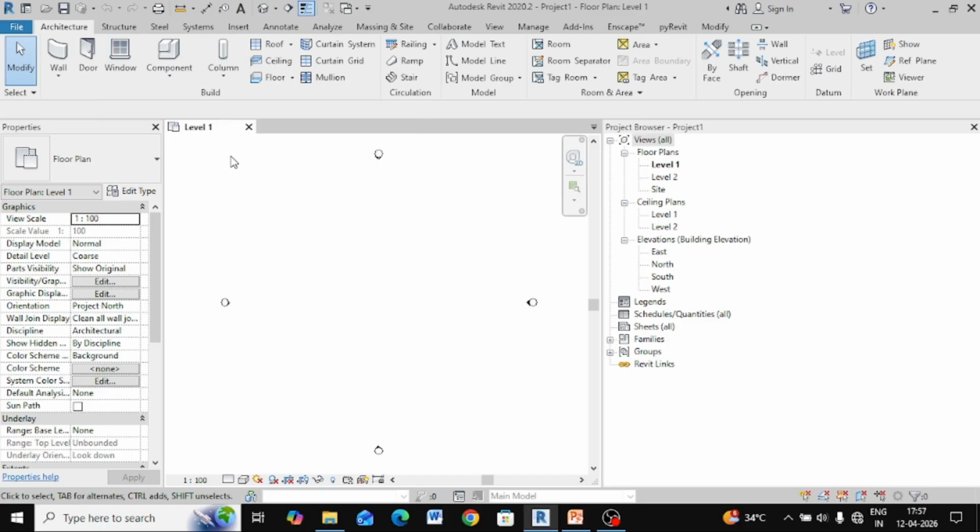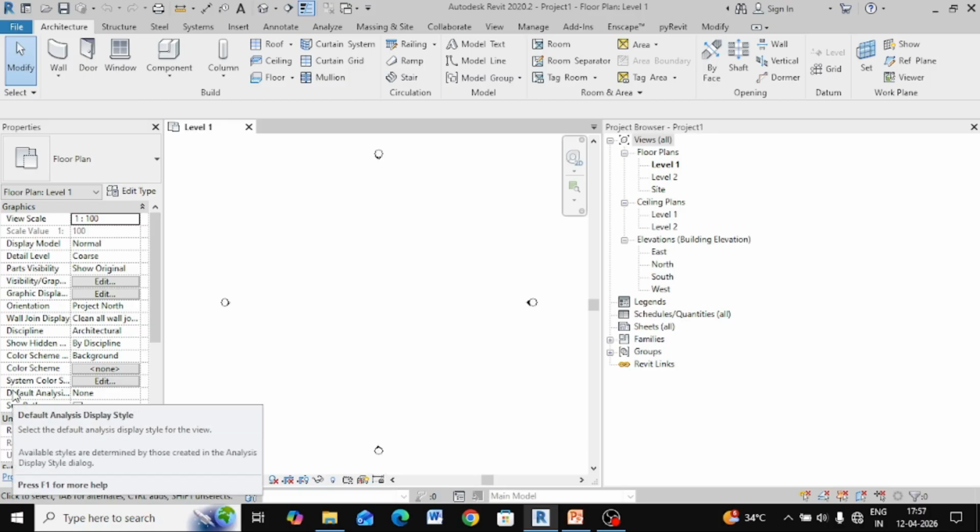In MEP projects, floor plans are mainly used to show routing of services like ducts, pipes, and cable trays at lower level. Floor plans are widely used for layout planning, dimensioning, and coordination with architectural elements. It helps engineers and designers understand the arrangement of spaces and elements at each level of the building.